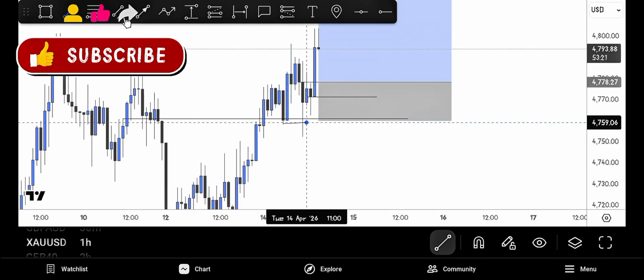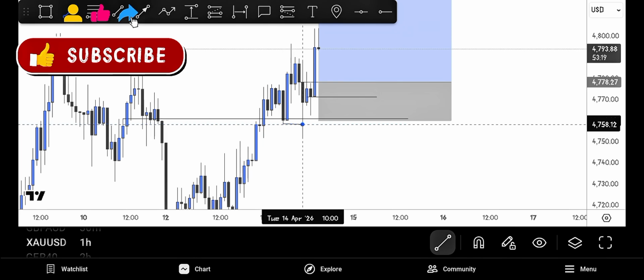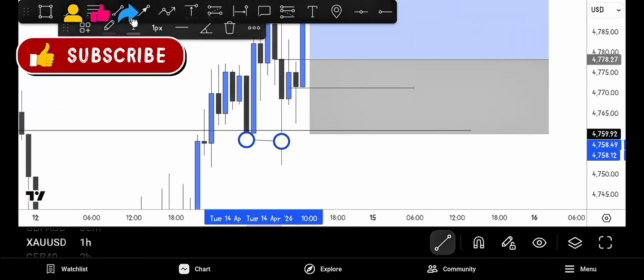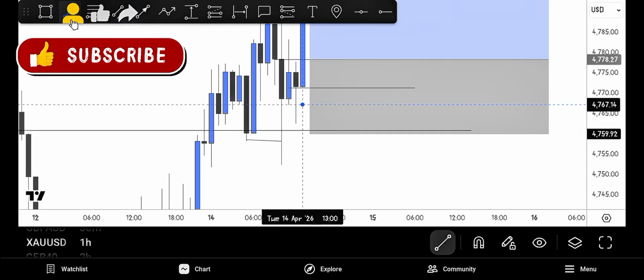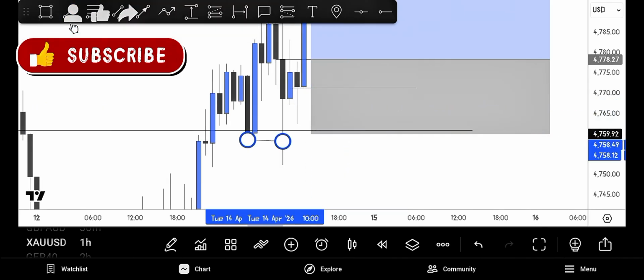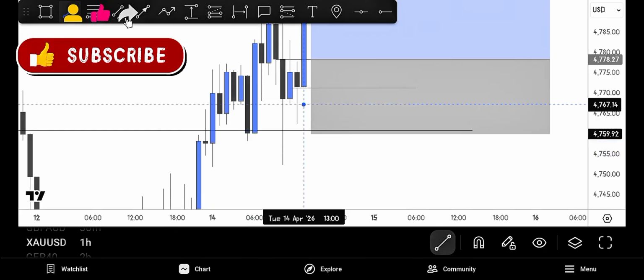Okay, let me zoom out so you can see. Price took liquidity. Excuse me, what's wrong with my tools? Okay, so price took liquidity from that zone.